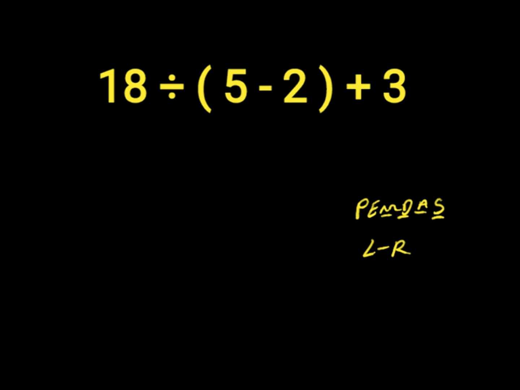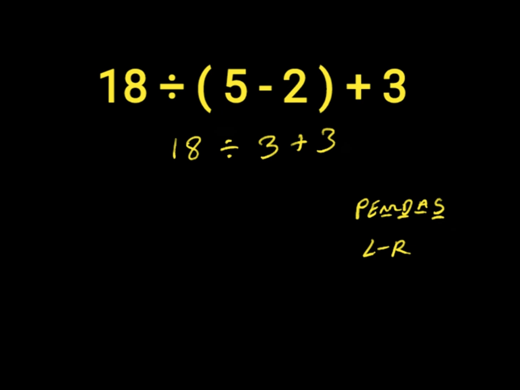First of all, we solve our parentheses, which is 5 minus 2. 5 minus 2 will give us 3. Then we have 18 divided by 3 plus 3. We work from our left to our right because division comes before addition. So we work from our left to our right.